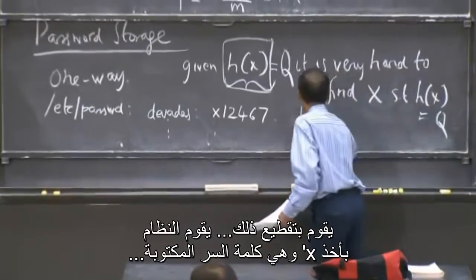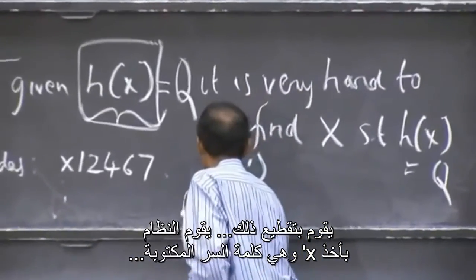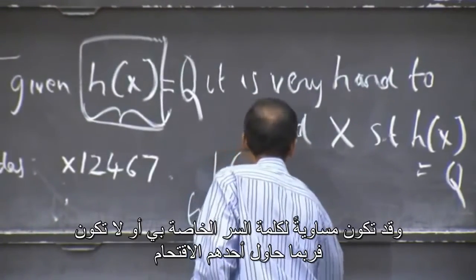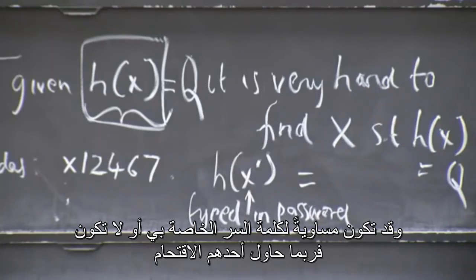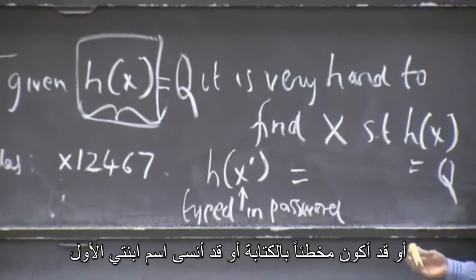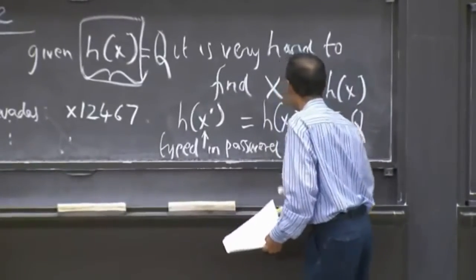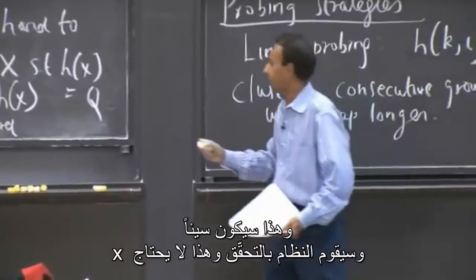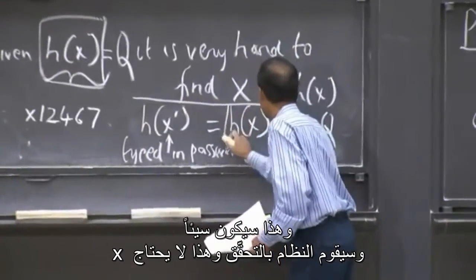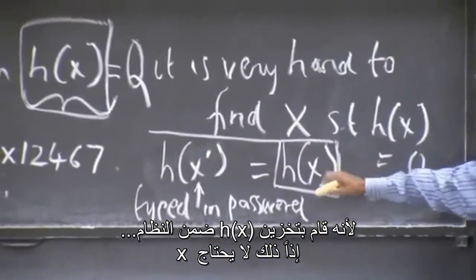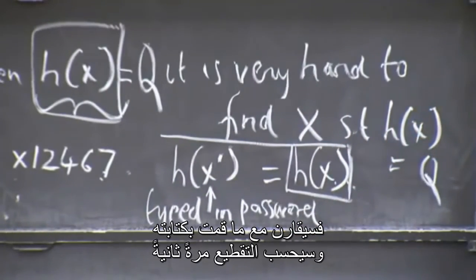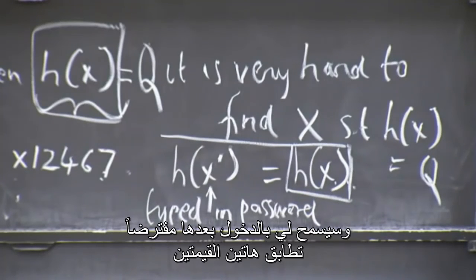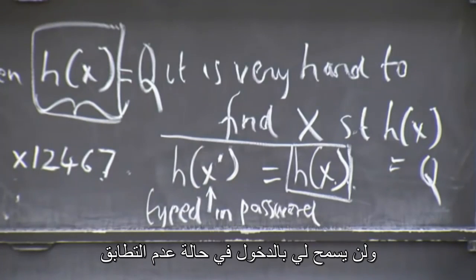It takes x prime, which is the typed-in password, which may or may not be equal to my password, because somebody else may be trying to break in, or I just mistyped or forgot my daughter's first name, which would be bad. And it would just check to see, it doesn't need x because it's stored h of x in the system. So it doesn't need x. It would compute the hash again of what I typed in, and then would let me in, assuming that these things matched, and would not let me in if they did not.